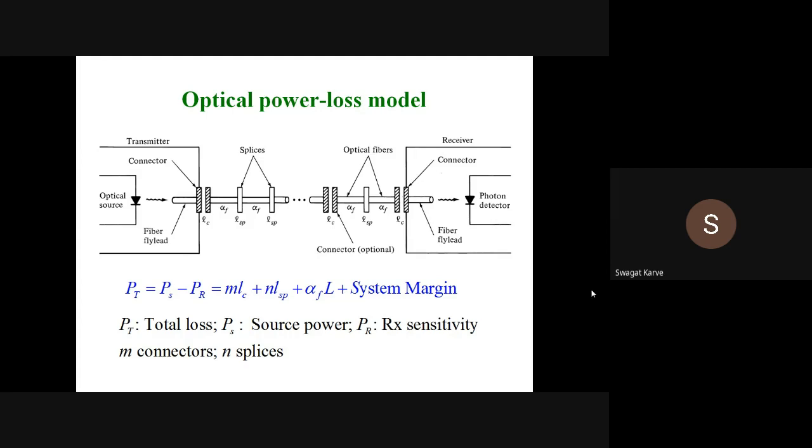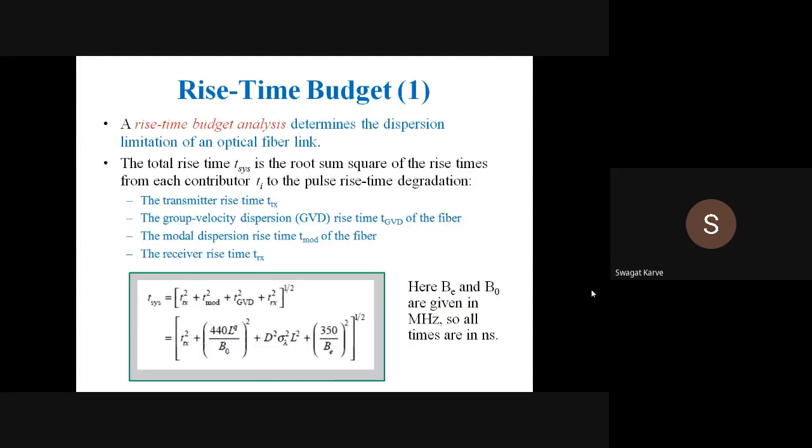So in this way you can establish an optical power loss model, and you can perform the power link budget for that optical communication link, that is point to point communication, right? So this is about the optical power loss model and power link budget.